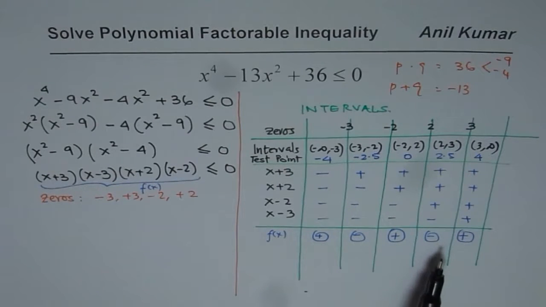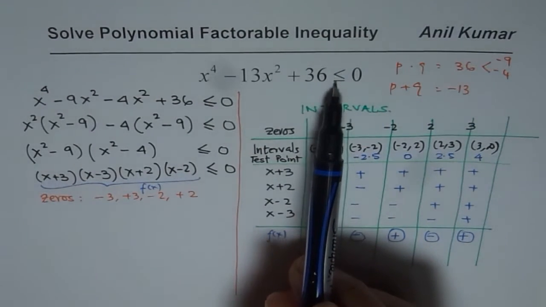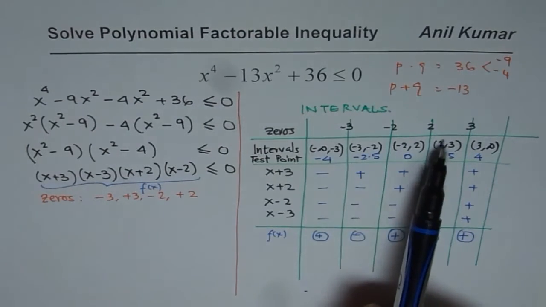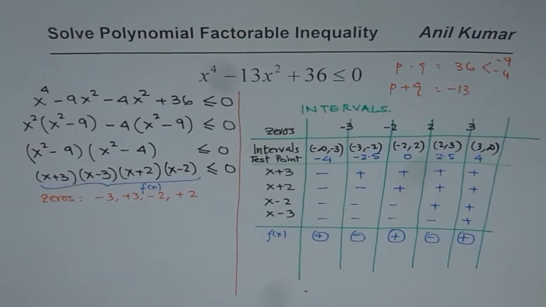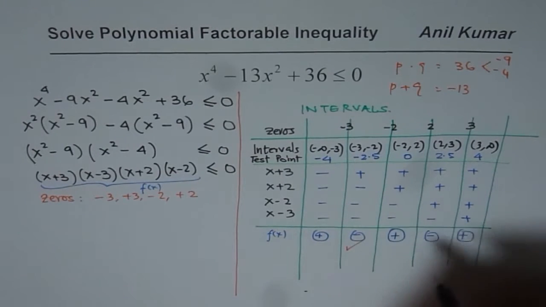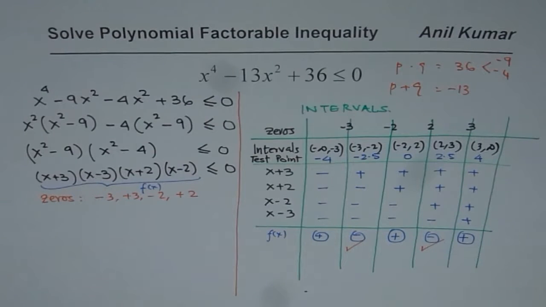The inequality for us is less than or equal to. So when it is equal to, zeros will be included, right? And less than means negative. And that gives us the solution in these intervals. Is that okay? So these are the intervals. Those are the solutions for us.